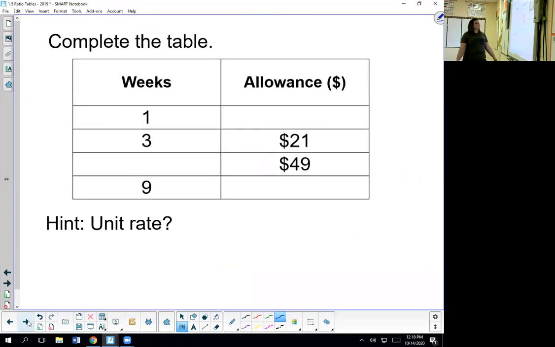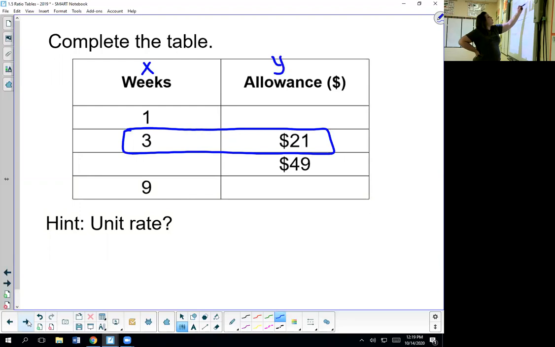Okay. Now, this one, I don't have any words. It just says complete the table. So we got to figure out weeks to allowance. And the only thing I know both of is right here. So 3 weeks, I make $21 in my allowance. What's the relationship between the two? Well, remember, this is your X, this is your Y. This is talking about money. So let's see how much money I make in 1 week.